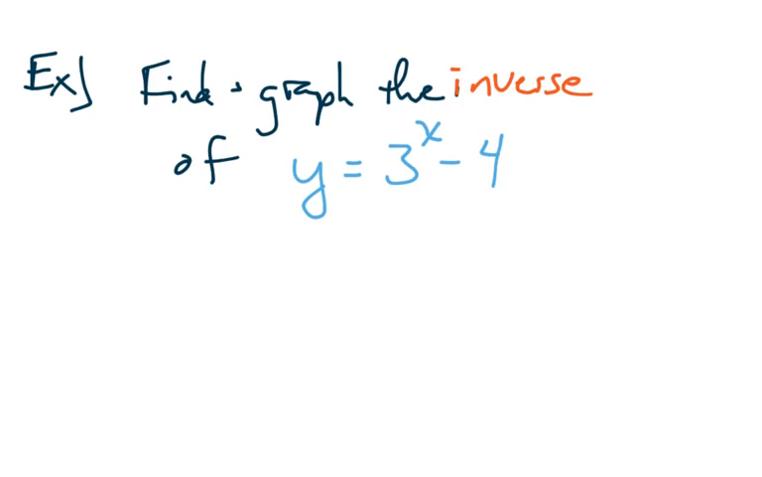All right, so how'd you do? When you switch x and y, your equation is just going to become x equals 3 to the y minus 4. Now, at this point, our goal is to solve this for y. You want to make sure you do the order of operations carefully. You should be adding 4 to both sides as your first step.